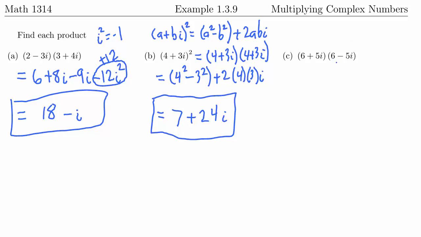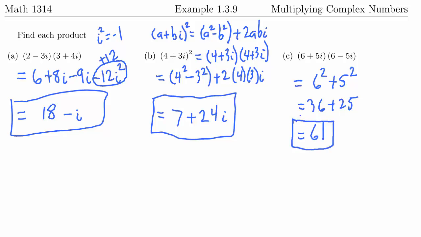Letter C is interesting. We have 6 plus 5i times 6 minus 5i. You should notice that these two are called complex conjugates because one's a plus and one's a minus between. This gives me 6 squared plus 5 squared because it's just that squared plus that squared. So that's 36 plus 25, and that gives me 61.